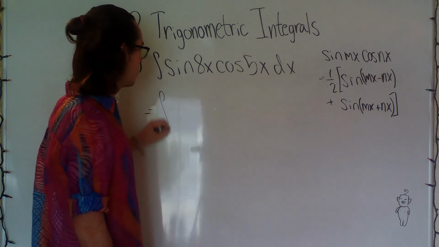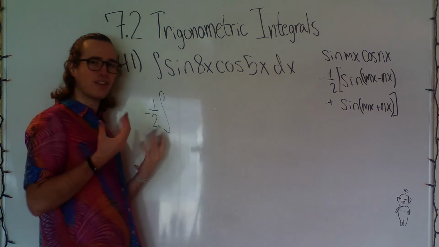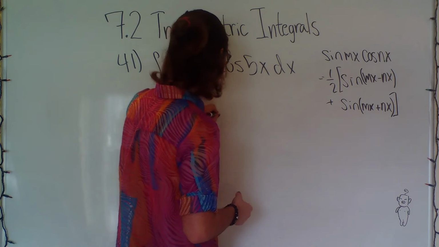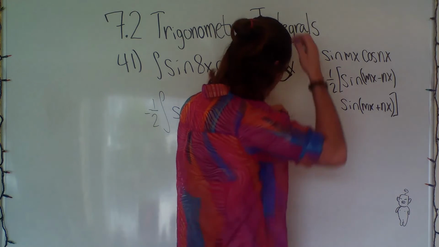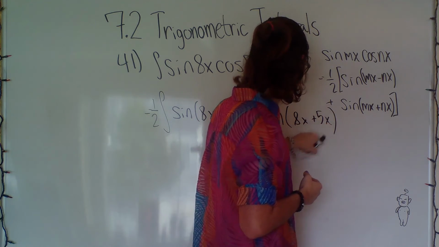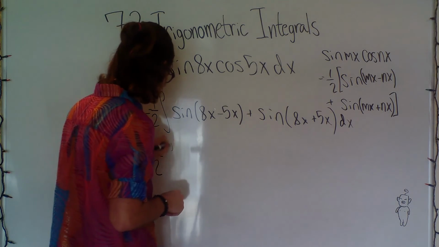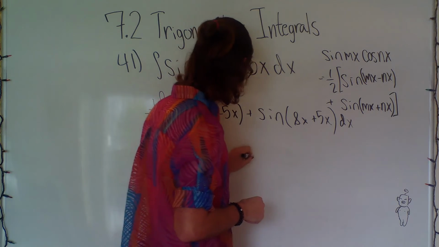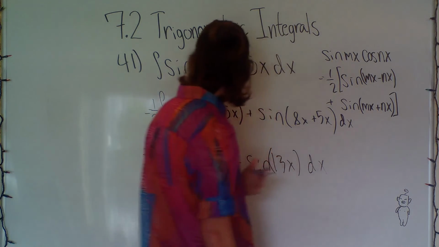Well, this is going to be equal to the integral of 1/2, let's say 1/2 of the integral, because we can bring our constant out in the first place, and then that's sine of 8x minus 5x plus sine of 8x plus 5x dx. And then, what do we do? Well, this is just 1/2 integral of sine of 3x plus sine of 13x dx. And then this is really easy to do.